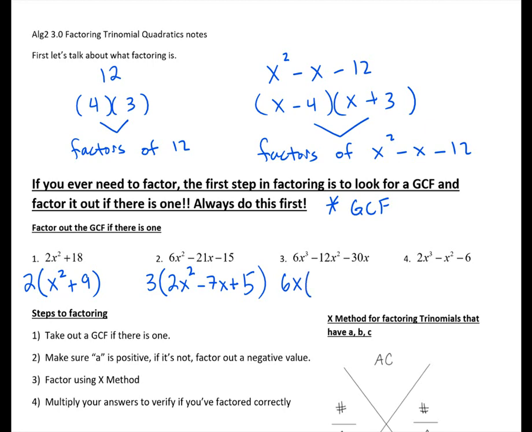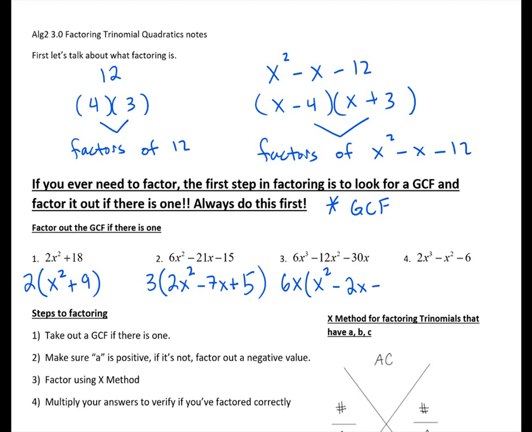So we're going to end up with 6x times what gives you 6x to the third? Well, that would be x squared. 6x times what gives you negative 12x squared? That would be negative 2x. And 6x times what gives you negative 30x? That'd be positive, negative.